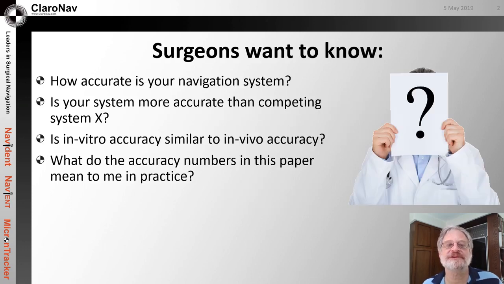Here are some of the questions clinicians have in mind when considering accuracy. Basically, it comes down to having a number that they understand and that they could use to reliably assess and compare alternatives. Unfortunately, although surgical navigation systems have been around for about 25 years, clinicians don't get very good answers.